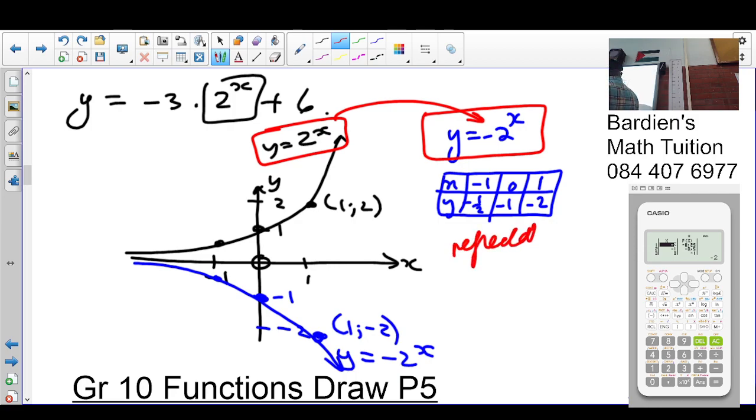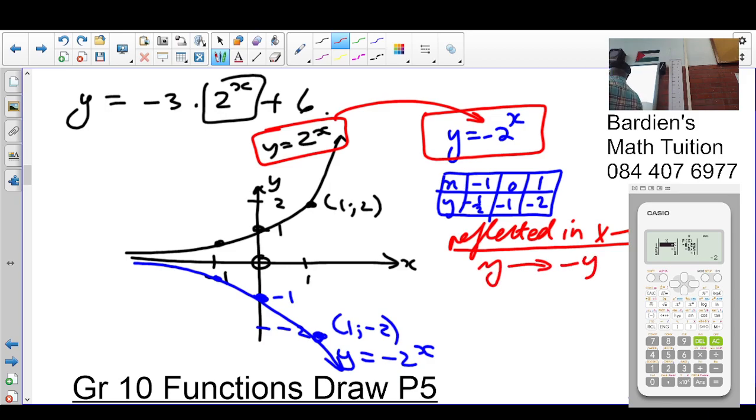If something is reflected in the x-axis, y becomes negative. Because if you also do the comparison here, you see it is reflected in the x-axis. X remains the same, but what happens to y? It becomes negative. Can you see that? That is 0 and 1 becomes 0 and negative 1. This was 1 and a half, it became 1 and minus half. So if it is reflected in the x-axis, y becomes negative.